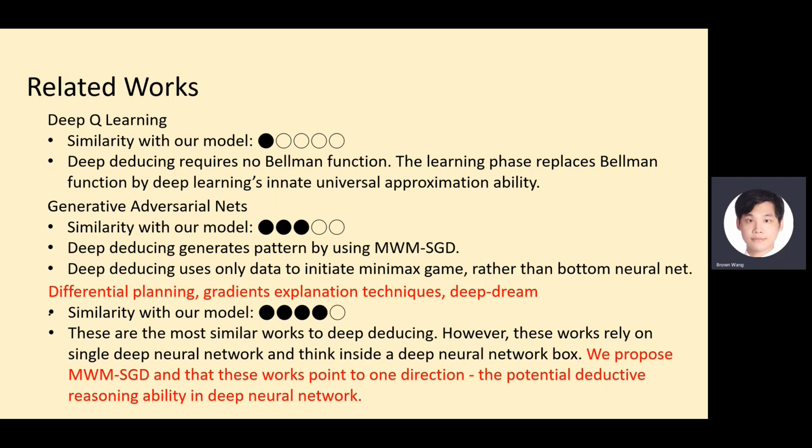Third, differential planning, gradient explanation techniques, and the deep dream. These works are probably the most similar to deep deducing. However, these works rely on a single deep neural network, and they think inside the deep neural box. We propose NWNSGD and show that these works in fact point to one direction, which is the potential deductive reasoning ability in deep neural networks.